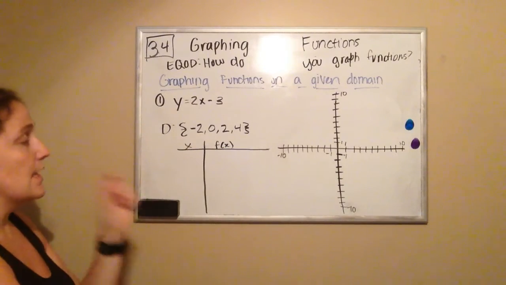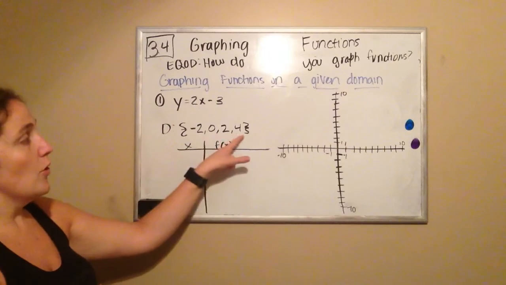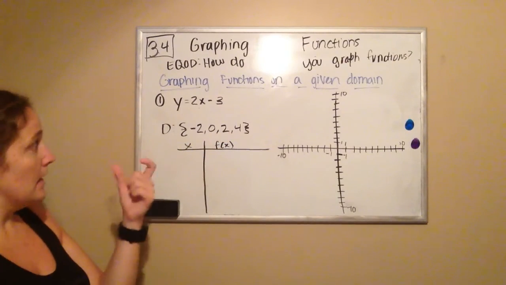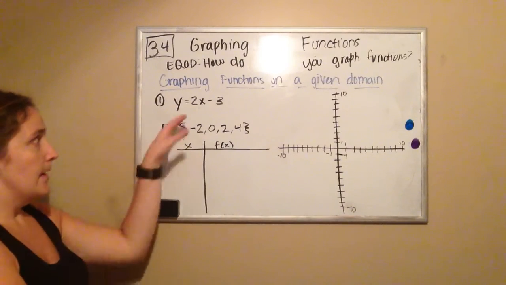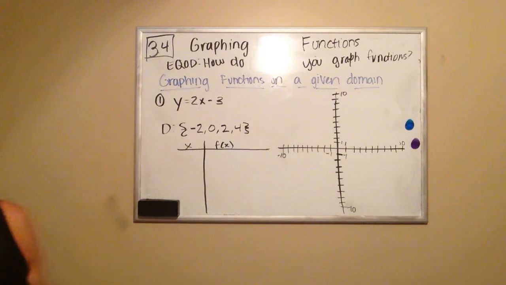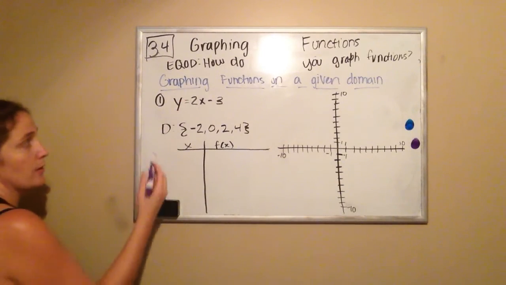First thing we're going to do is say, given a certain domain, what do we do with our equation to allow us to graph it? Okay, so we're given an equation here. y is equal to 2x minus 3. Alright, cool. The y is by itself. We always want the y by itself.